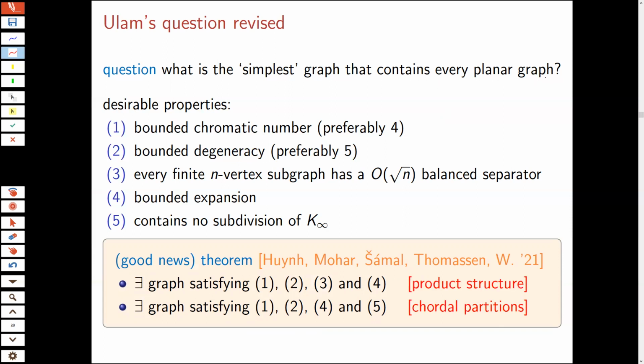Just to see where we're headed, the first graph will be described by a product structure, and the second graph will be described using a tool called chordal partitions that I'll talk about later on. So in the remainder of the talk, I'm going to focus on these two graphs and describe the constructions of these two graphs and give you a hint about why they work.